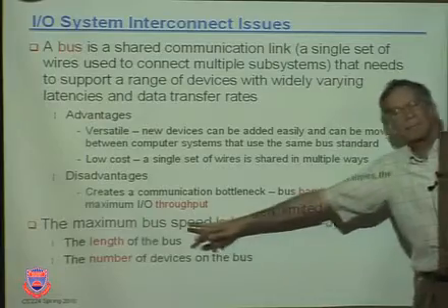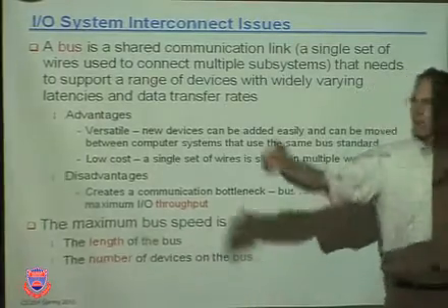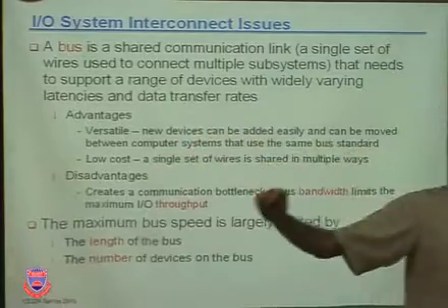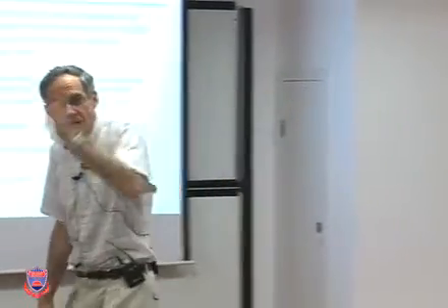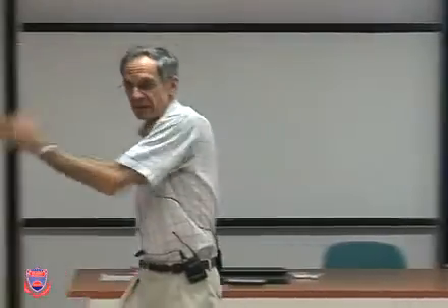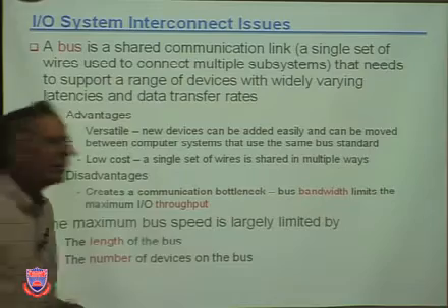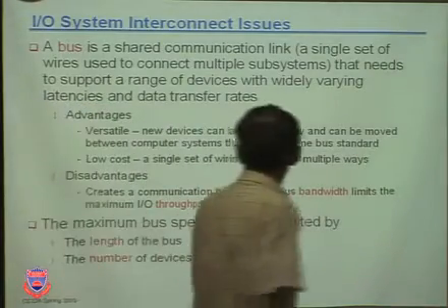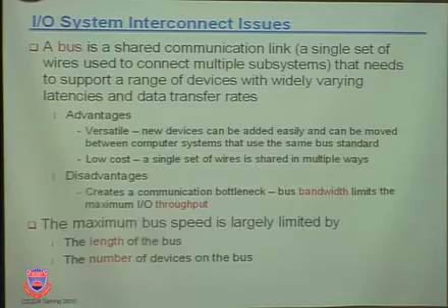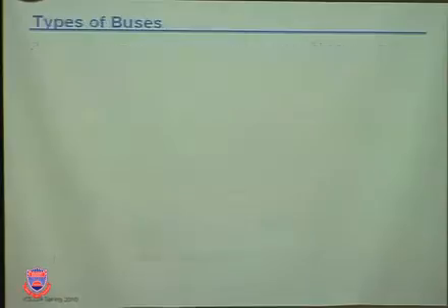So the maximum bus speed is usually largely limited by the length of the bus. The longer it is, the lower its transfer speeds, and that's because of literally wavefront propagation time of electromagnetic signals going down the bus. That'll be one of its limits. Longer buses are slower. And the second thing is the number of devices on the bus. The maximum bus speed is limited by the number of devices, as well as its length.